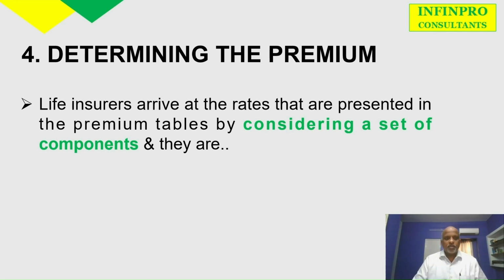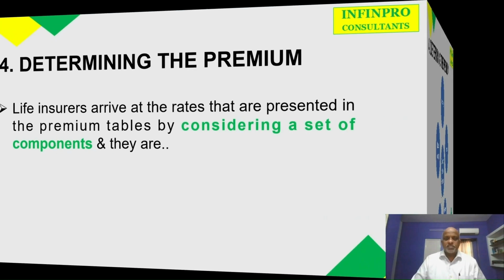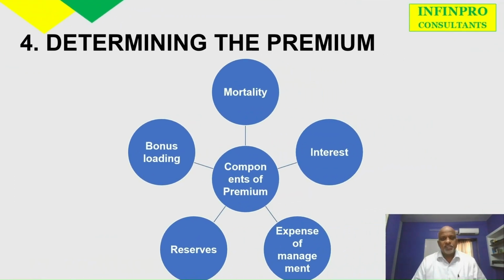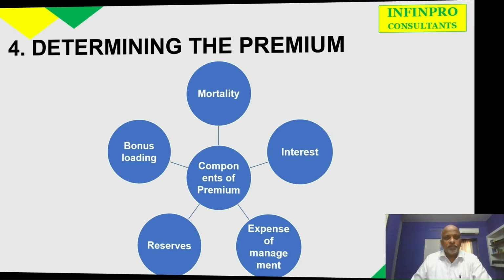So there are certain components which are considered before giving the final premium to the customer, and we will discuss those components in detail. It starts with mortality, interest, expense of management, reserves, and bonus loading. For each of these, let's understand in more detail how these components impact the final premium of the product.